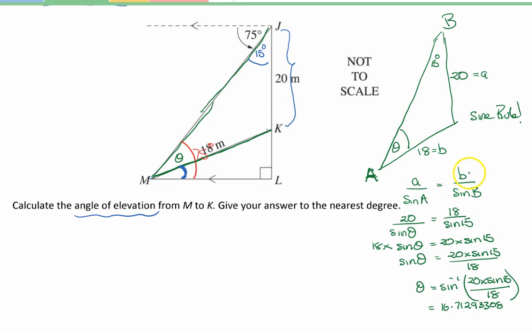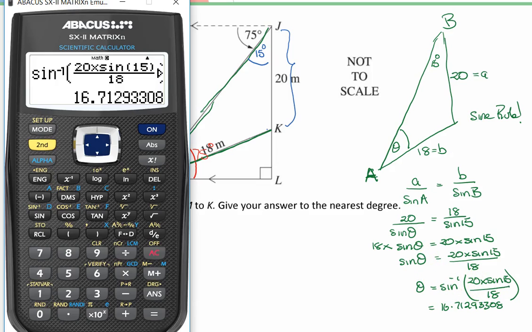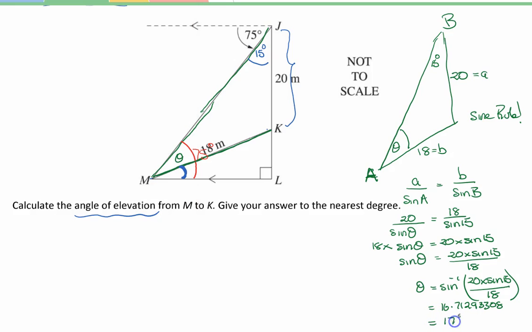So, A on sine A, B on sine B. A, we said, would be 20 because it's opposite the theta. 15 was the angle we know, and the side opposite is 18. We cross multiply. We get 18 times sine theta equals 20 times sine 15. Divide both sides by 18. Then we need to take the inverse sine. And when we do that, you can see there on your calculator, you get 16.7. To the nearest degree, we're going to call that 17 degrees.